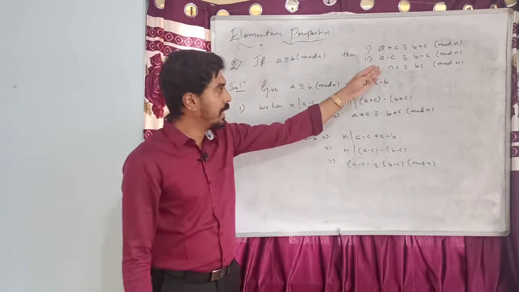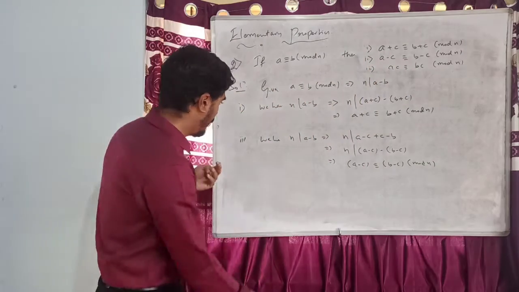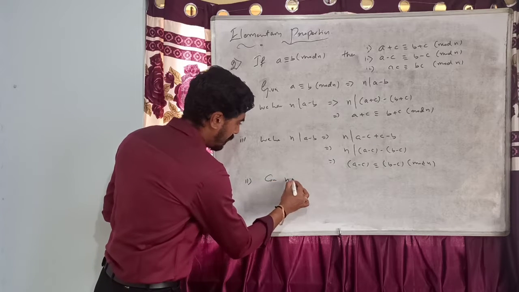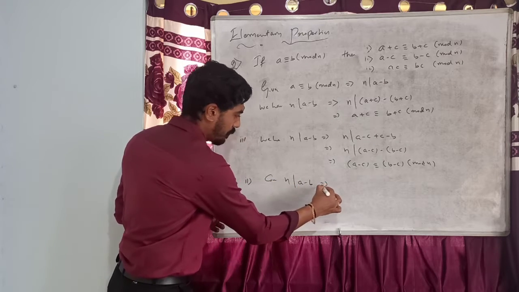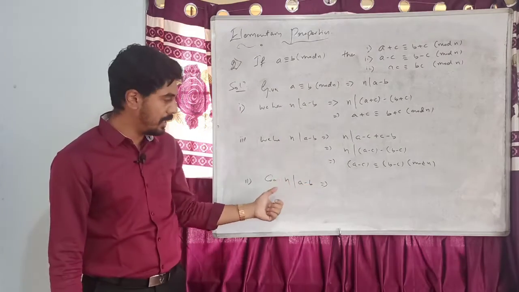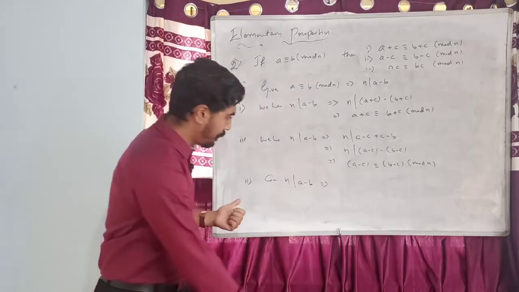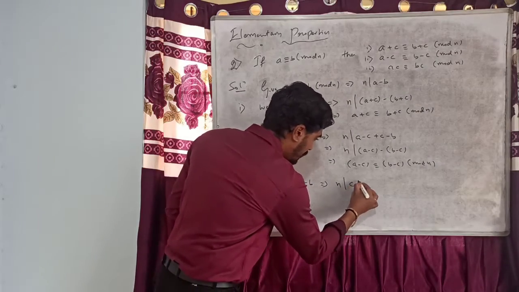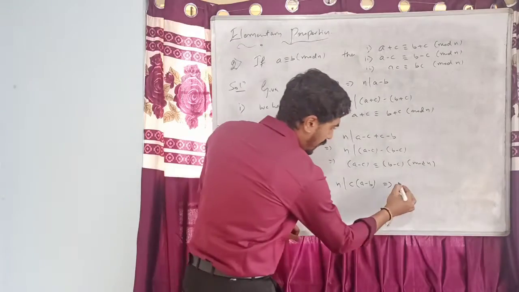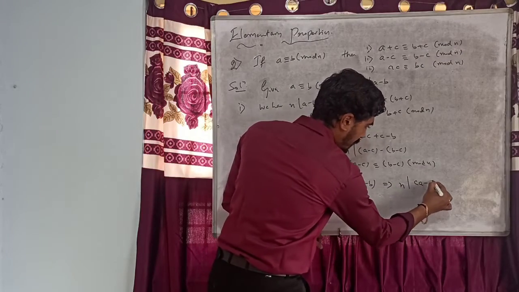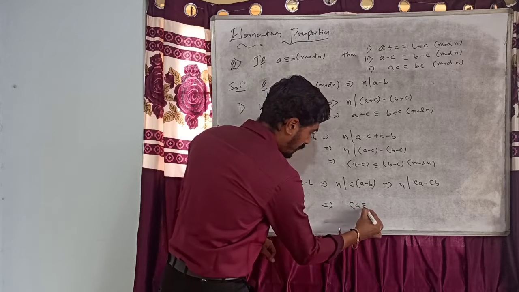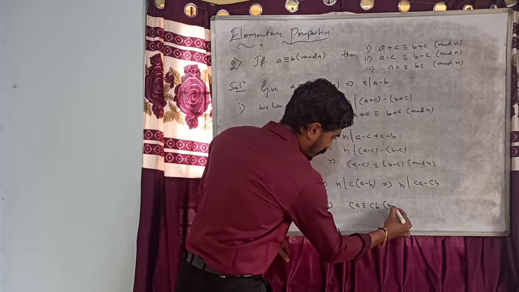Finally, to prove that AC is congruent to BC modulo n, consider n divides A minus B. By the property of divisibility, since n divides A minus B, n divides C into A minus B. This is the same as n divides CA minus CB, which shows that CA is congruent to CB modulo n.